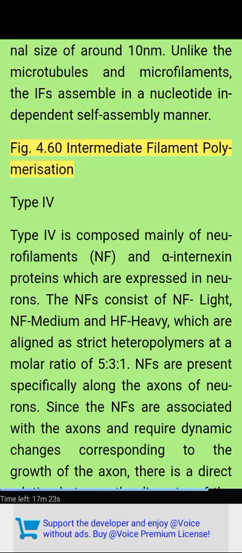Figure 4.60: Intermediate filament polymerization. Type 4. Type 4 is composed mainly of neurofilaments (NF) and alpha-internexin proteins, which are expressed in neurons. The NFs consist of NF light, NF medium and NF heavy, which are aligned as strict heteropolymers at a molar ratio of 5, 3, 1. NFs are present specifically along the axons of neurons.